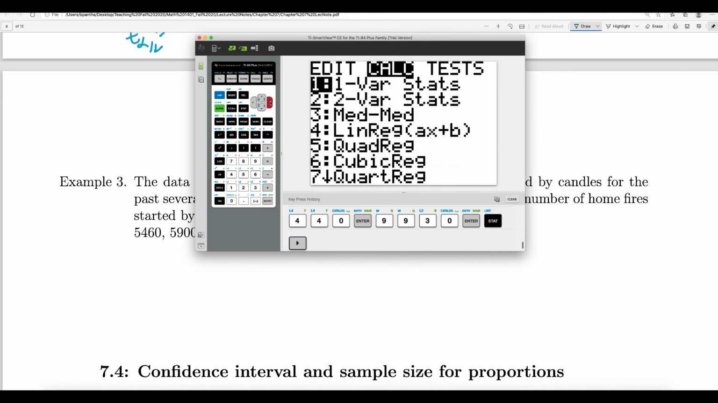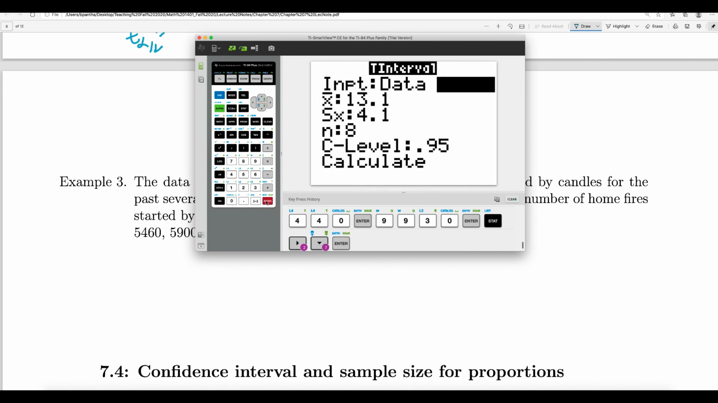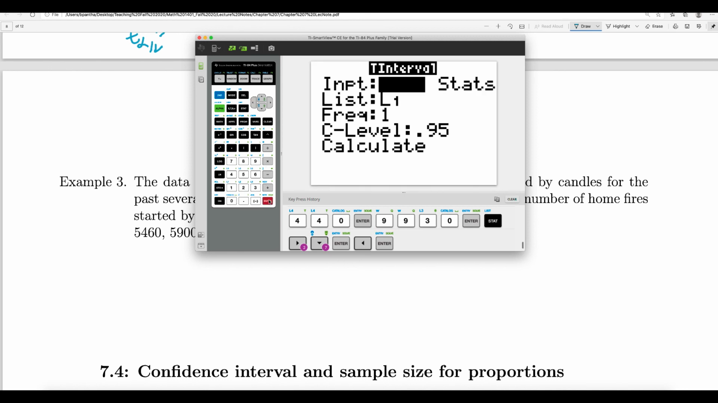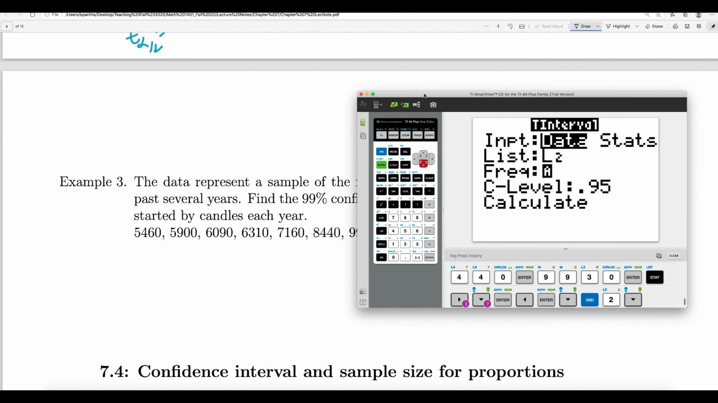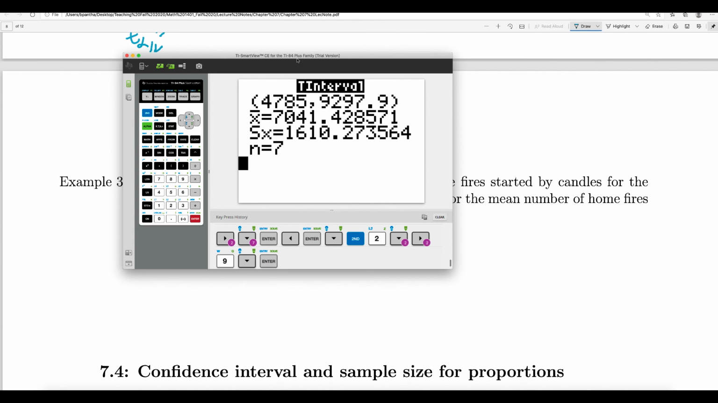Now I have to go to the TInterval. Go to STAT, then TESTS, and then TInterval there. Hit enter. Do you have data or stats? We have the data right now. Where did we enter the data? It is in L2, not in L1. L1 has the old data, so I don't want to use that. I want to use L2, so second and then 2 will take L2 there. Frequency is 1, because it is not a frequency list there. And the confidence level is 99%, so make it 0.99 and then go down and hit enter.